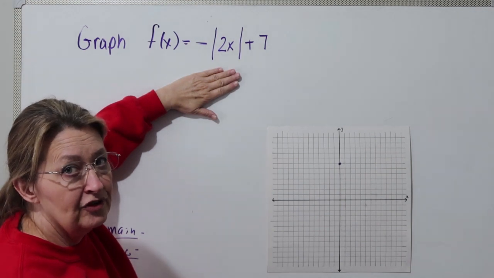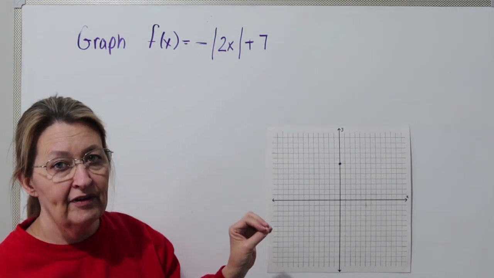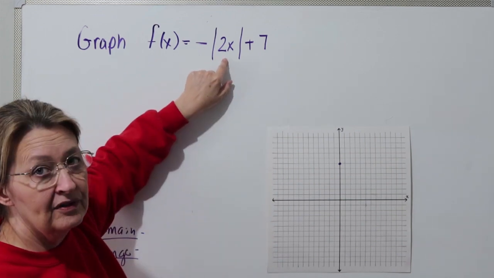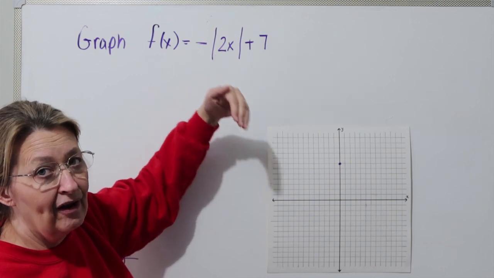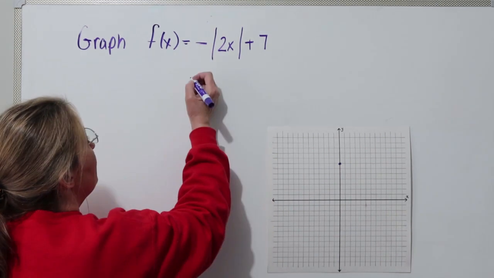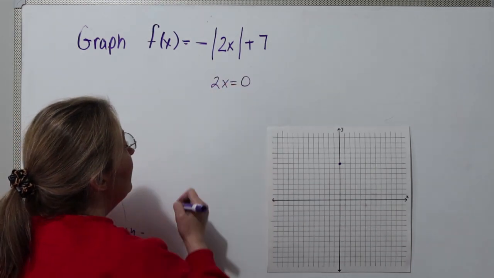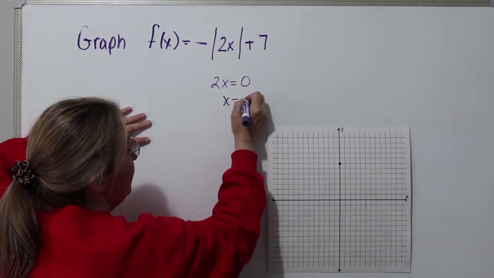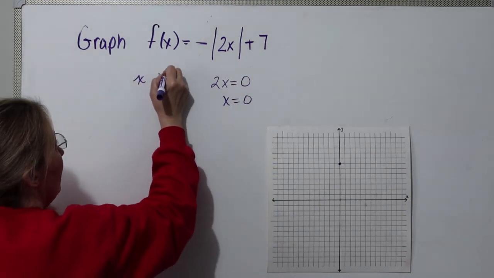So to find a vertex, you take just what is inside the absolute value, just the 2x. You're not worried about anything that's added to or multiplied by outside the absolute value. All you want is what's inside. So I'm going to take 2x equals 0. This is going to lead me to x is equal to 0. And then let's make an XY chart.